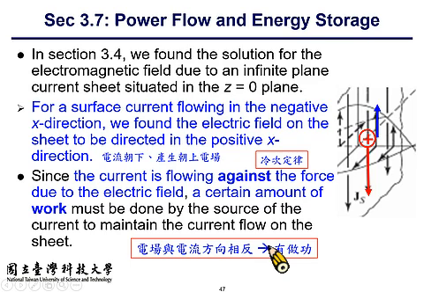All right. So let's begin with some scenarios that we already discussed. For surface currents flowing in the negative x direction, that is the example we have in section 3.4, we have an infinitely large surface current going up and down in the x direction. And we know that when the current is going down, they shall produce an electrical field going up.